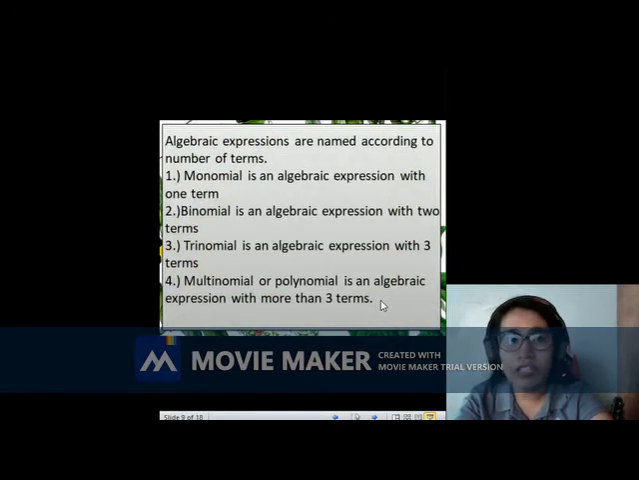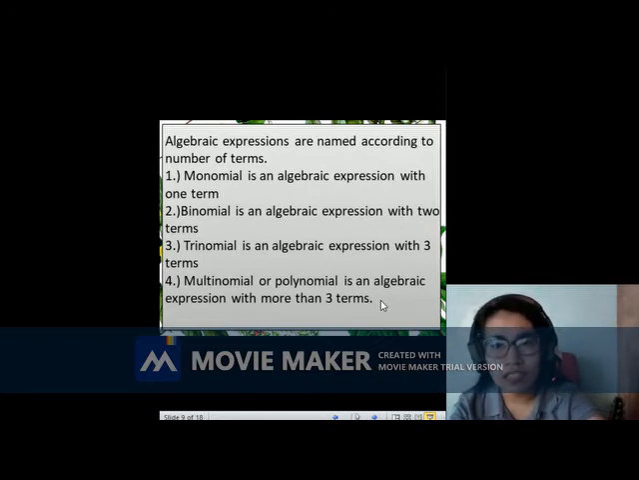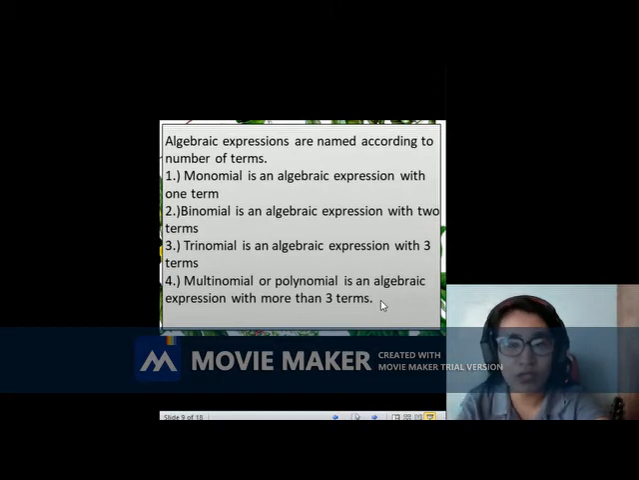Okay, here is what it means when it says one or more. Algebraic expressions are named according to the number of terms. The number of terms can be counted by the separation of the operation. When you see plus or minus in between, you can count it as 1, 2. Later, I will show you. We have here 4 types of that.